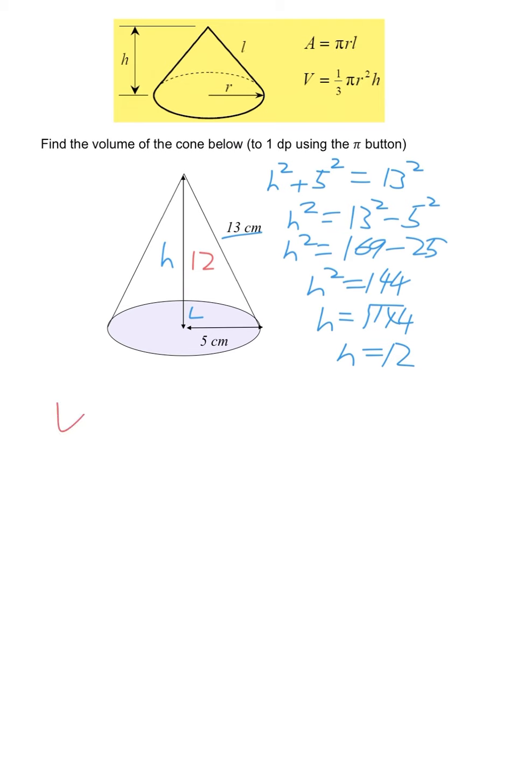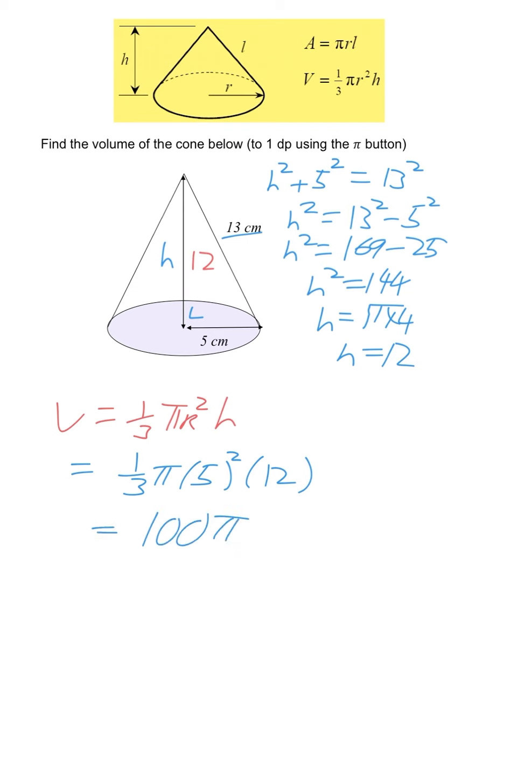So now we have all the information we need. So we have our radius and we have our height. So let's put those into the formula. So a third times pi times 5 squared times a height then of 12. And this then will be equal to 100 pi, which will then be equal to 314.2 centimeters cubed.